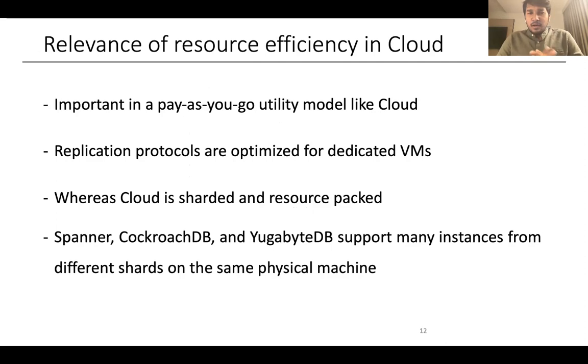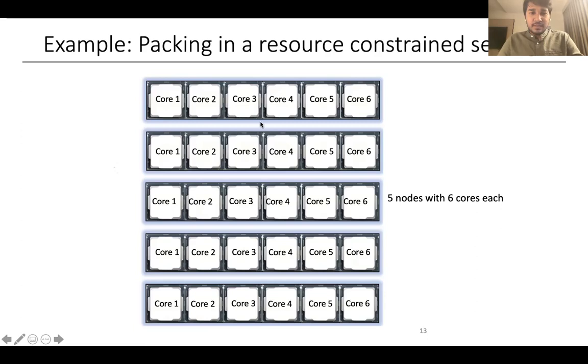Okay, a few examples of such cloud databases, like Google Spanner, YugabyteDB, CockroachDB, and many more, are generally sharded, and they deploy a replication instance for each shard. And many such replication instances are generally packed together in the cloud on the same physical machine. Okay, to explain this better, let us consider a simple example of packing. So in this case, we consider 5 nodes with 6 cores each, and we will try to pack multiple instances of these replication protocols. In our case, we'll specifically try to pack multiple instances of the multi-Paxos protocol.